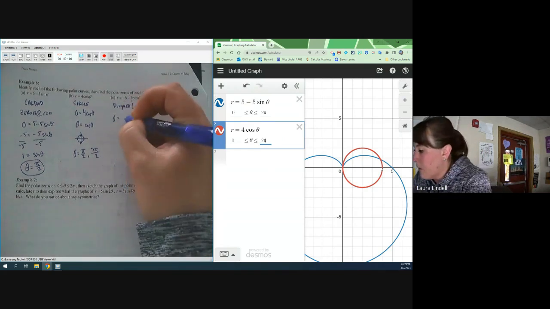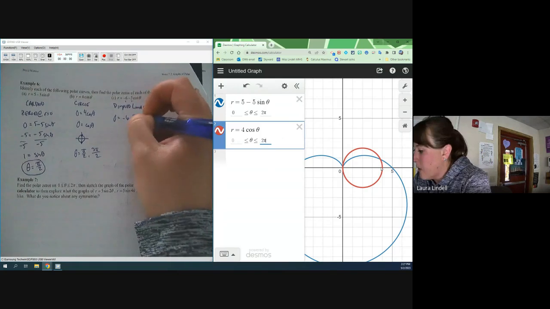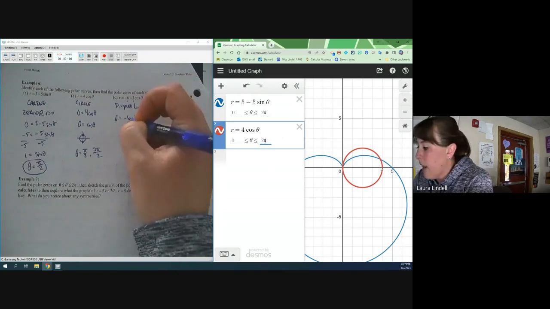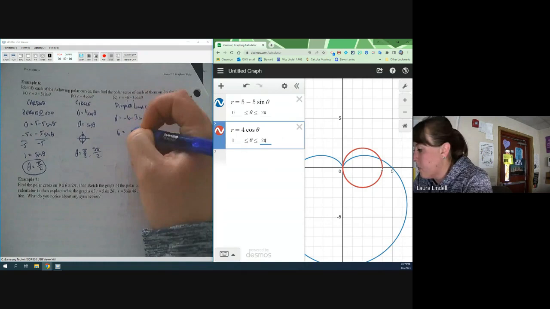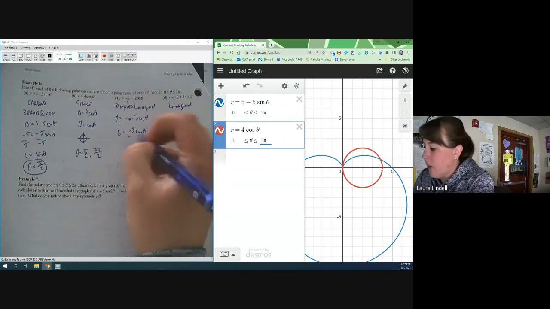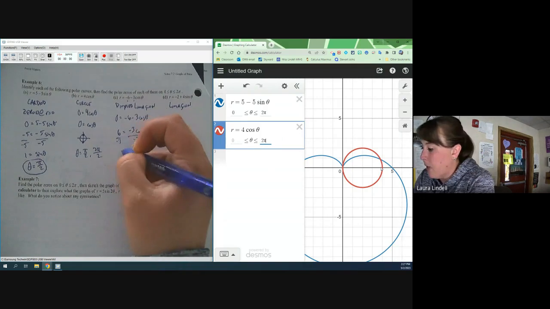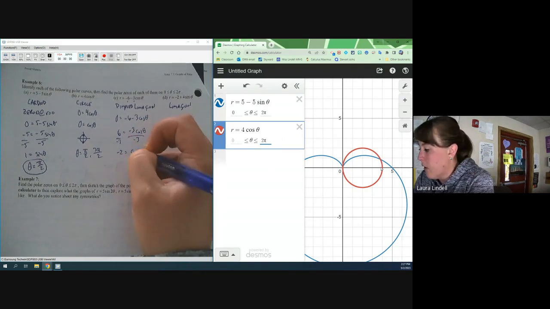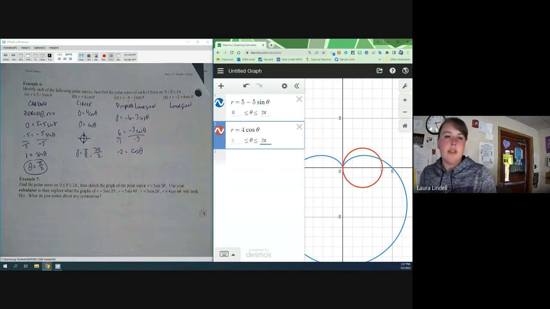0 equals -6 minus 3 cosine theta. So I add 6 to both sides. We get 6 equals -3 cosine theta. We divide by -3 on both sides, and we get -2 equals cosine theta. Well, cosine theta is never -2. Cosine oscillates between -1 and 1.